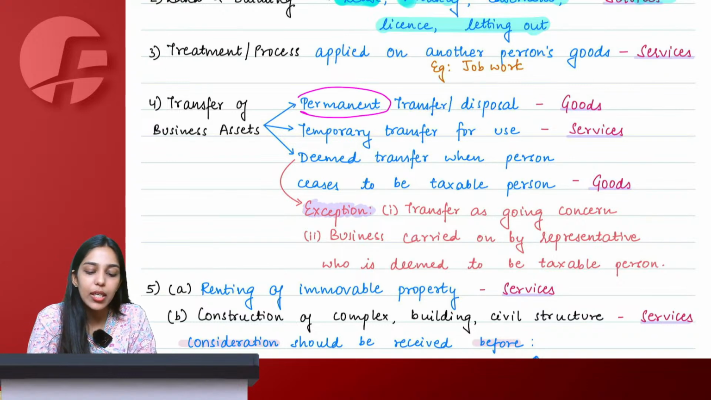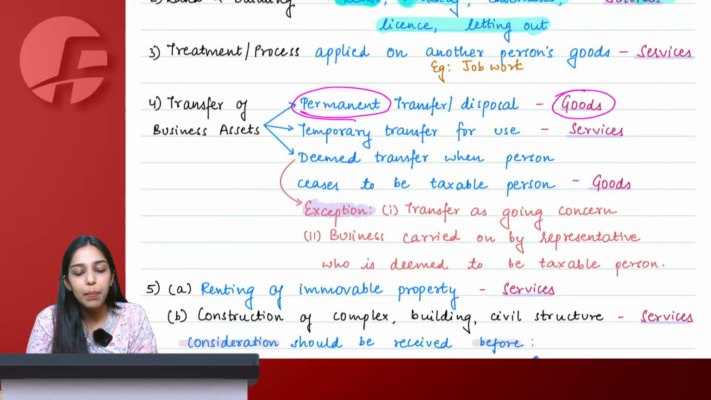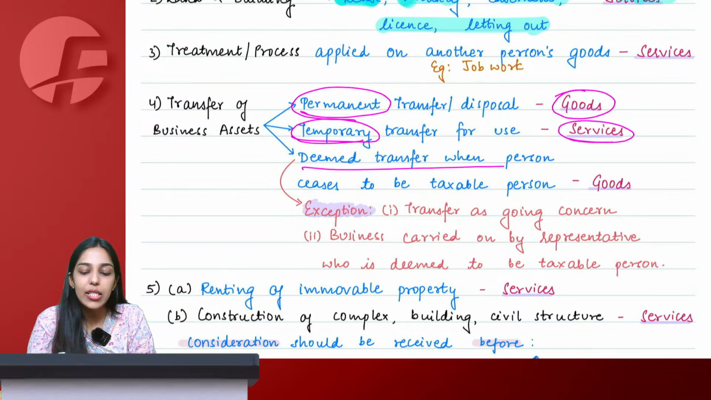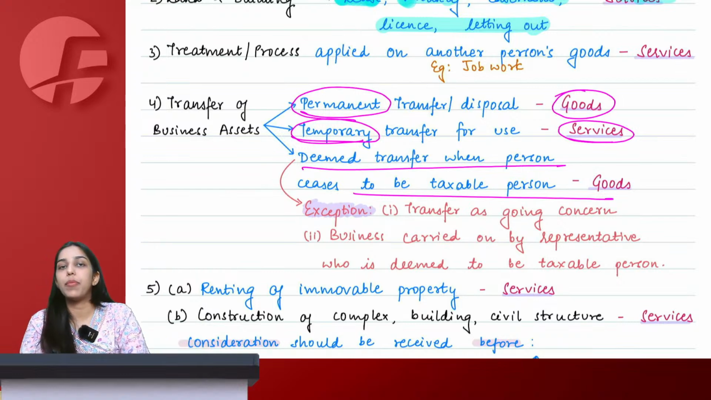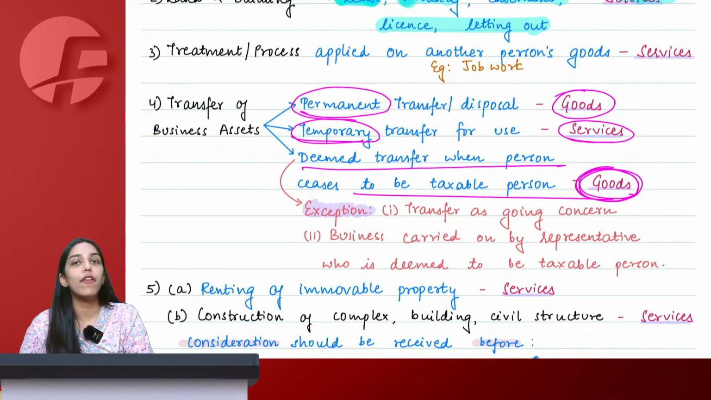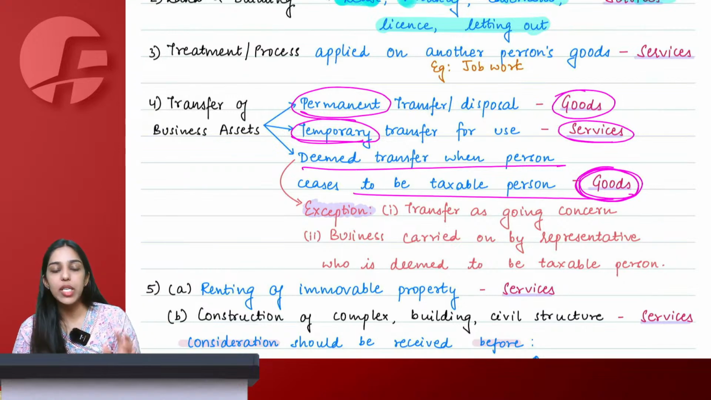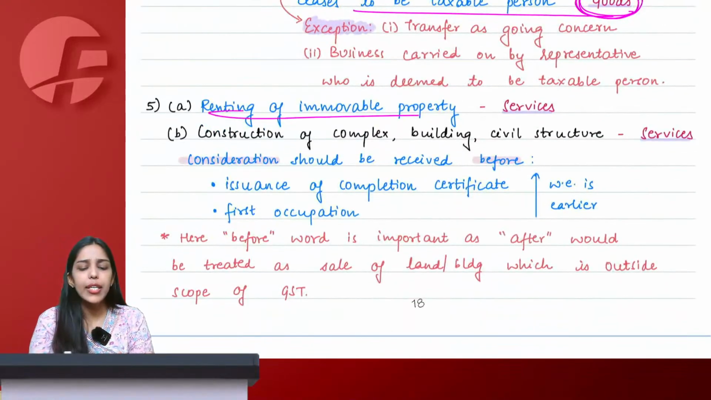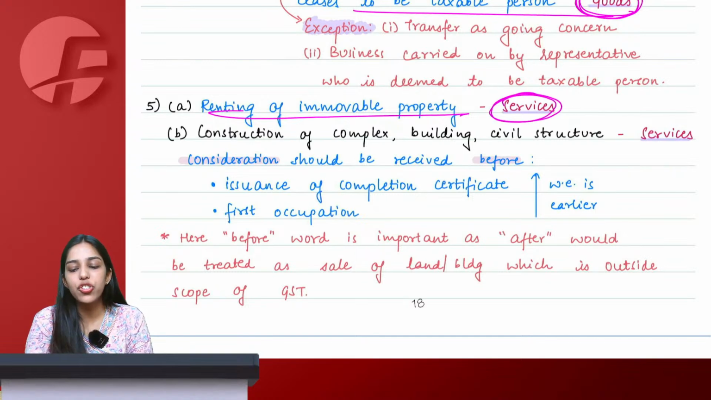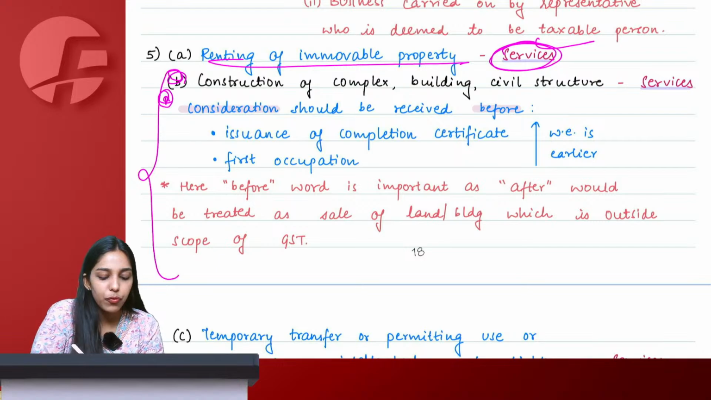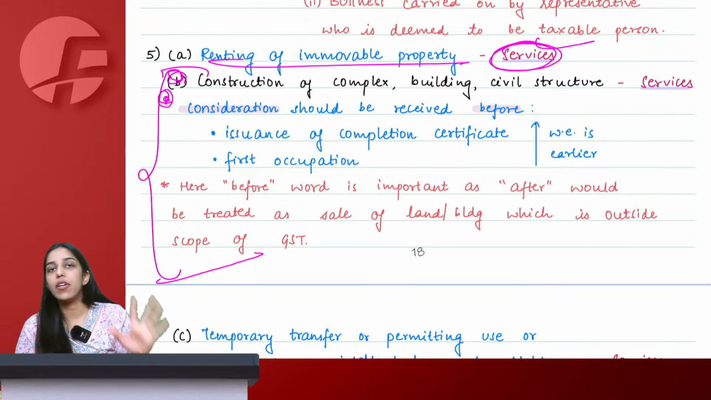So permanent transfer of business asset, goods. Temporary transfer of business asset, services. You're simply giving right to use. And in this case, when you cease to be a taxable person, it is also deemed a supply of goods. But in two cases it is not: when you're giving as a going concern, or when a representative is going to carry out your business. Renting of immovable property, again, no need to mention, it is supply of services. This point only is what I teach for the entire section 7.1a.